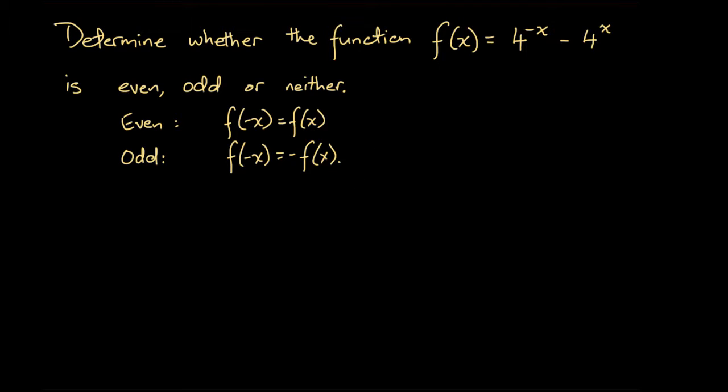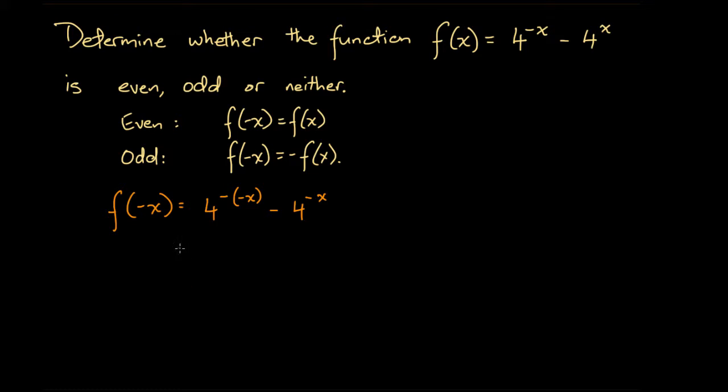Okay, well the best way to go about determining whether this function is even or odd or neither is simply to evaluate and simplify f of negative x. Well, let's do that. So whenever we see an x here, we're going to replace that with a negative x. So we're going to have 4 to the power of negative, and then we're going to replace this x with negative x, minus 4 to the power of, we've got an x here, so we're going to say negative x.